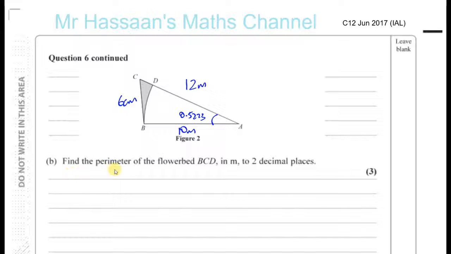They said find the perimeter of the flowerbed BCD. Now that's the perimeter of the shaded section. All right, so the perimeter of the shaded section is made up of the line BC. So the perimeter is equal to the line BC plus the line CD plus the arc from B to D. Now BC is 6 meters. Now CD, remember that from A to D is 10, and from A to C is 12.